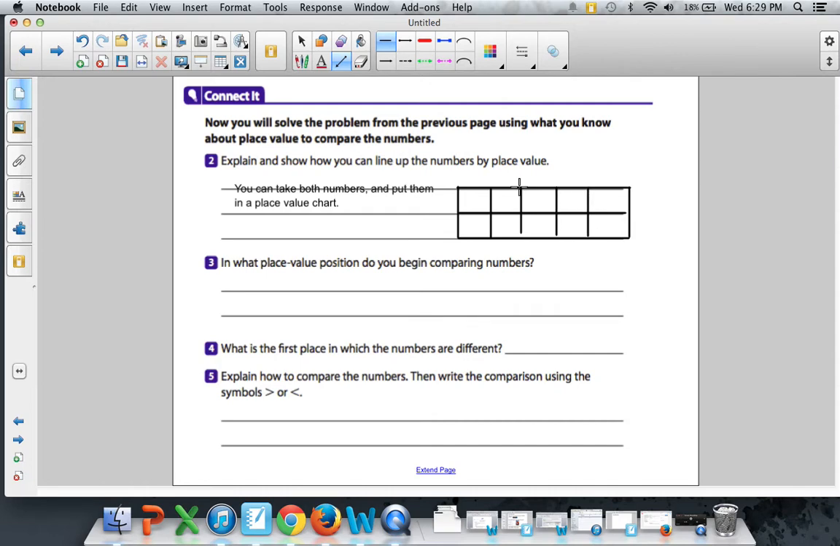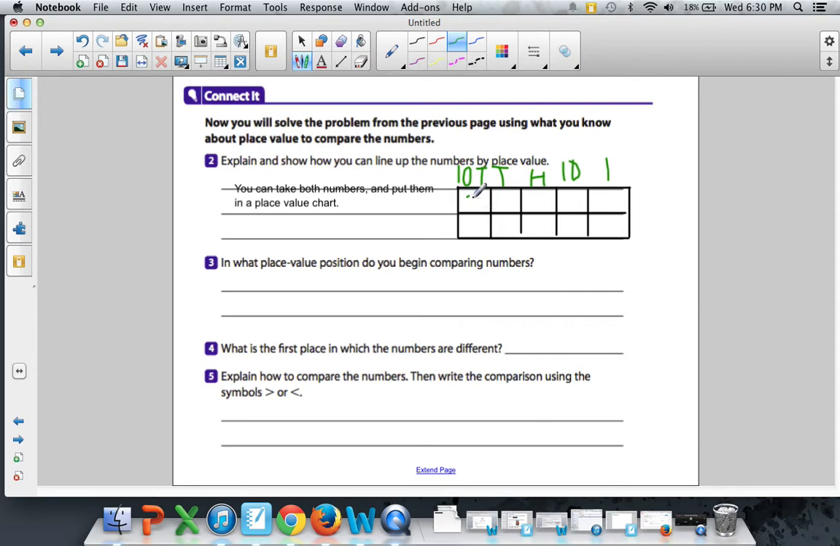Okay. And then I'm going to label them just to be careful. This is my ones place. This is my tens place. I'm going to put an H for hundreds place. Then I'm going to put a T for thousands place. And then I'm going to put a 10T for 10,000s place.